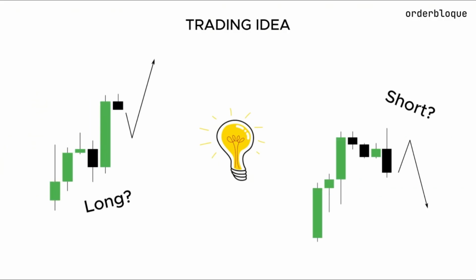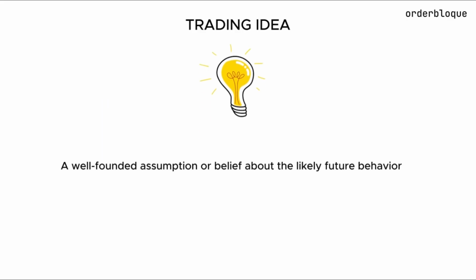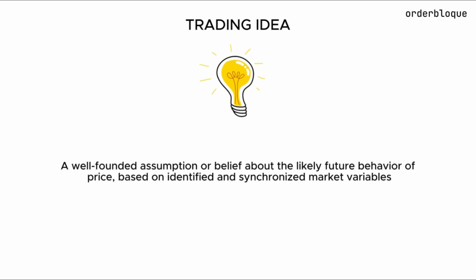It's the formation of ideas, which constitutes the second stage. In simplified terms, an idea represents a well-founded assumption or belief about the likely future behavior of price, based on identified and synchronized market variables. We'll discuss the variables a bit later. Now let's look at a specific example of an idea to better understand this process.